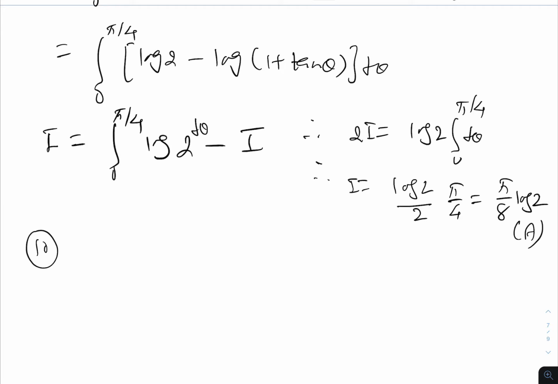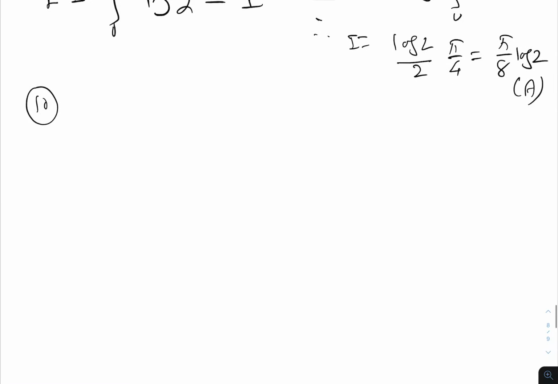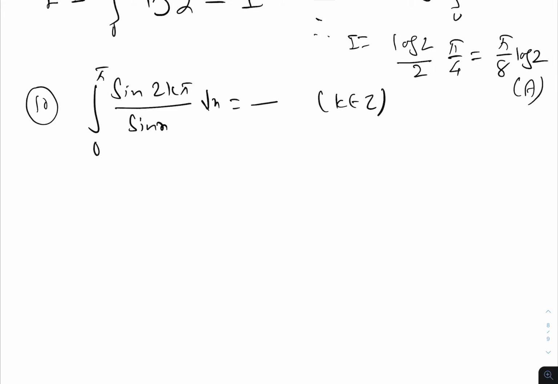Okay, let us solve one more example. Integration 0 to pi sin 2kx over sin x dx equal to blank. K is an integer. Options are pi by 2, pi, 0, 1.